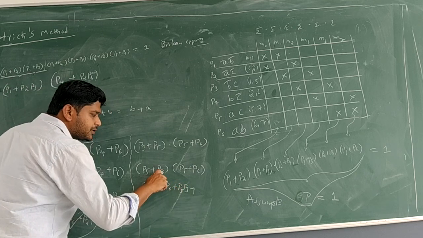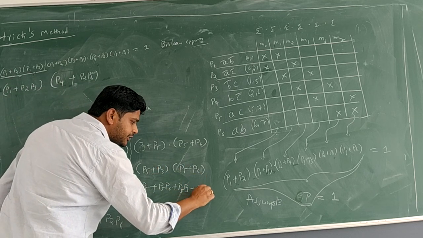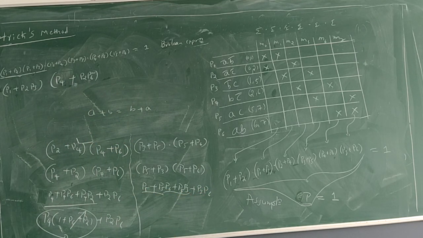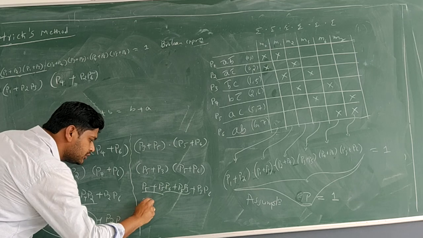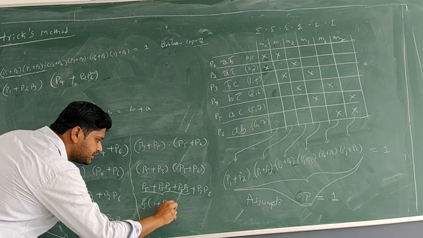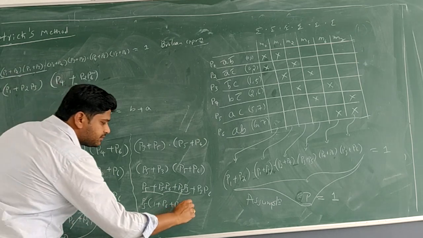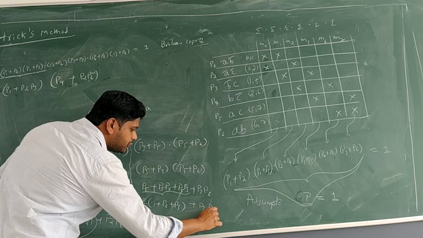Next, what is one more term? P3 into P6. What is different from first three terms? P5 is common. So we are left with 1 with P6 plus P3. Okay. Next, plus P3 into P6.